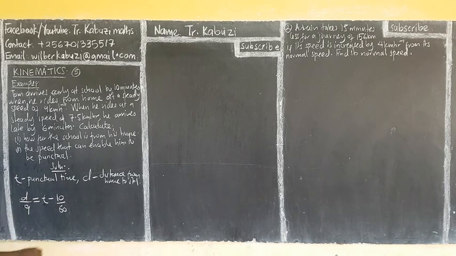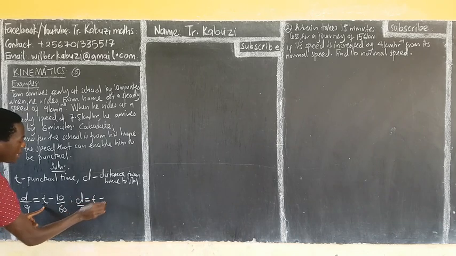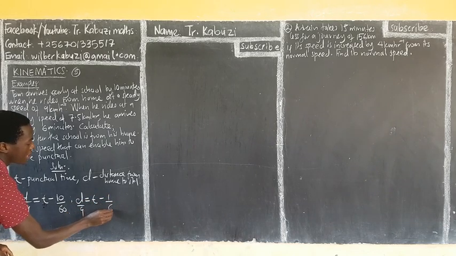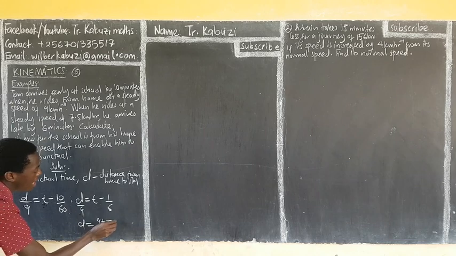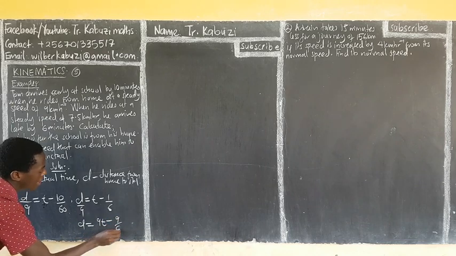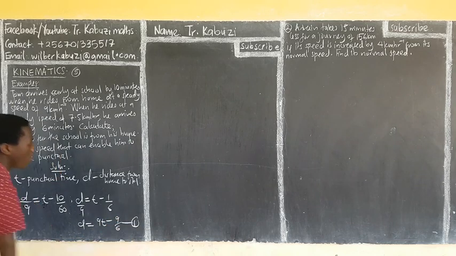And from here, it's T minus 1 over 6. So if I try to make D the subject, I multiply through by 9, so that D is going to be 9T minus 9 over 6. I call this equation 1.